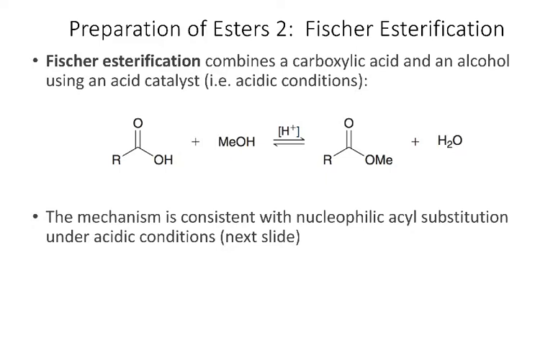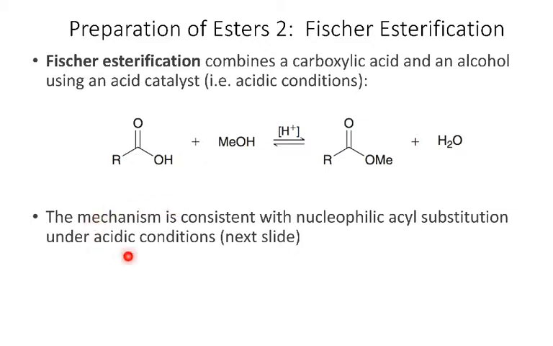Another way to make esters is through Fischer esterification. And this is just an example of nucleophilic acyl substitution under acidic conditions. In fact, the mechanism example, when we first introduced this type of substitution, was an example of Fischer esterification. In the Fischer esterification, we start with a carboxylic acid and we react it with an alcohol under acidic conditions. And that will give us the ester.